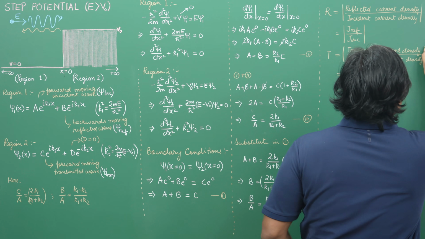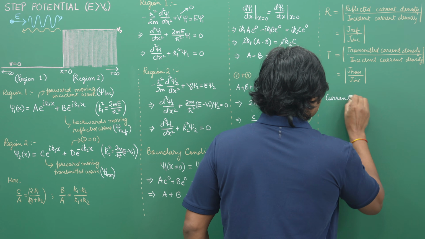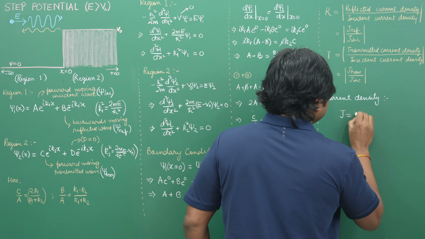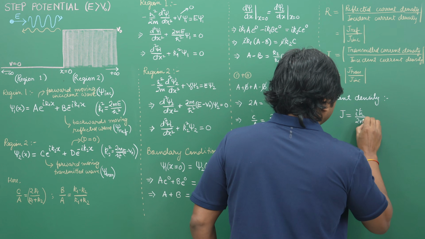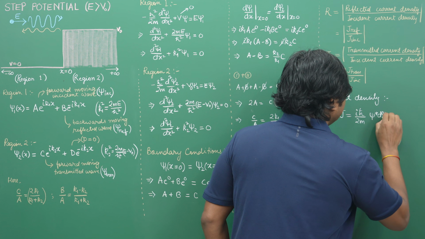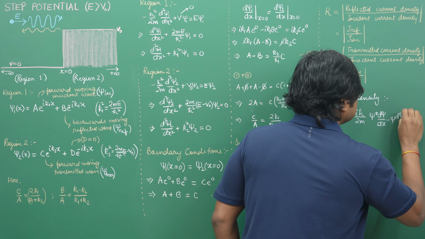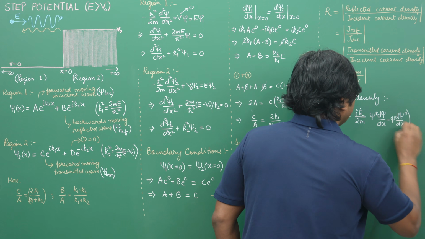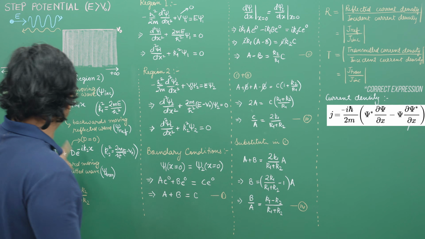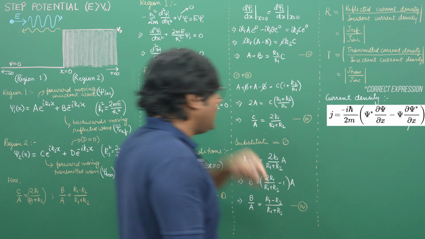You must know that the probability current density expression is given by J is equal to iota h cross upon 2m times psi star, for 1D functions, d psi upon dx minus psi d psi star upon dx. So here I'm interested in calculating the probability current density for all the different kinds of waves, the incident wave, the reflected wave, and the transmitted wave. So let me write down everything one by one.